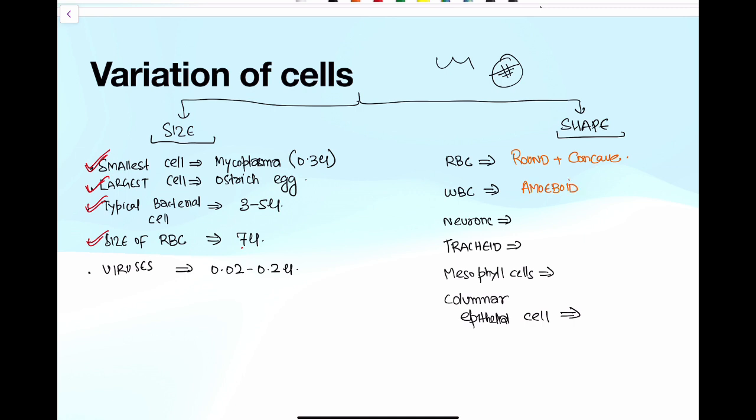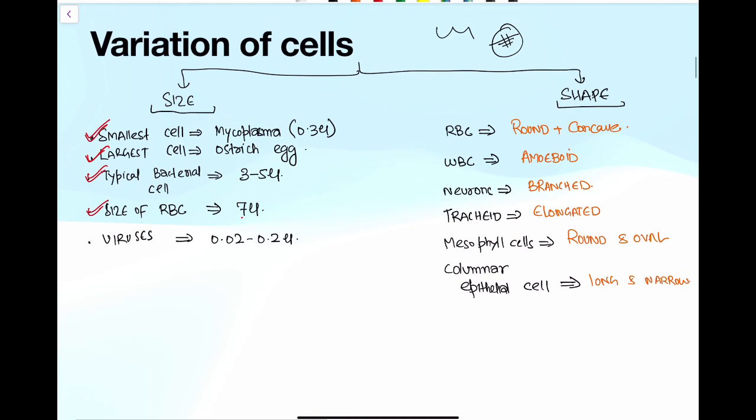Neurons, branched and long. The key term is branched. Tracheid, the key term is elongated. Mesophyll cells, round and oval. And about the columnar epithelial cells, long and narrow. So that was about the variation of cells.